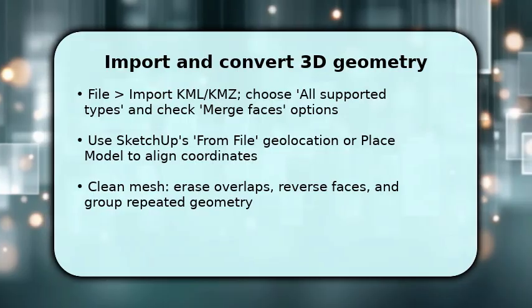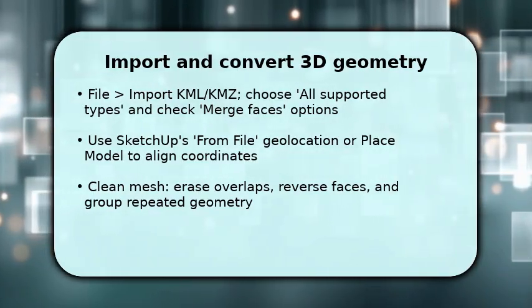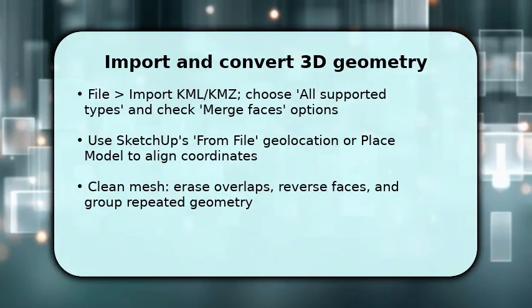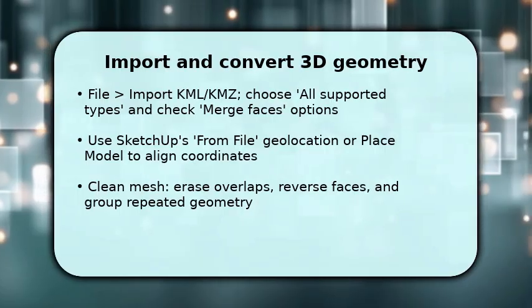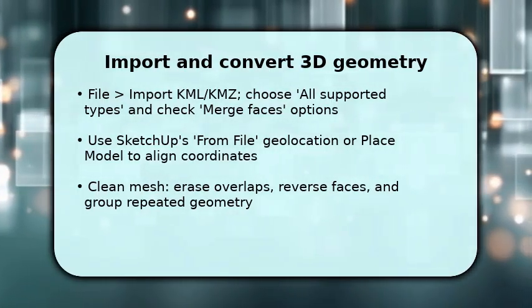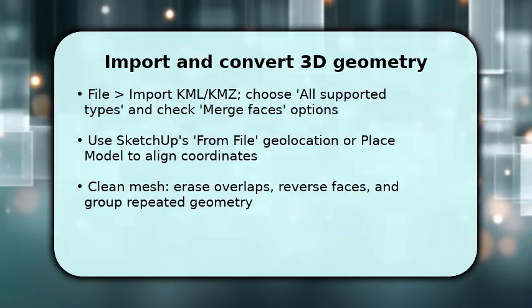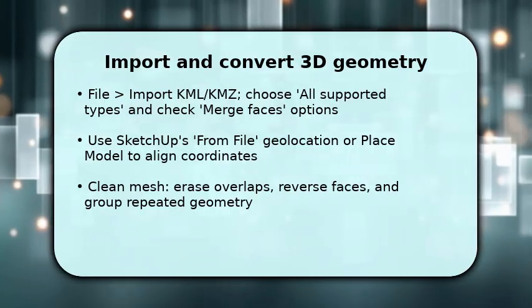Once imported, inspect the model for nested groups and raw meshes. Explode only where necessary and use selection tools to isolate building shells. Make sure faces have correct orientation, reverse faces if textures appear inside. Next, apply materials from the imported imagery and consolidate repetitive elements into components to reduce file size.